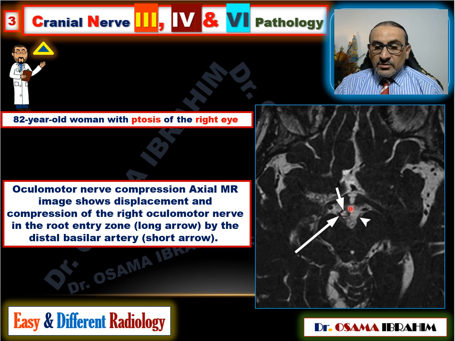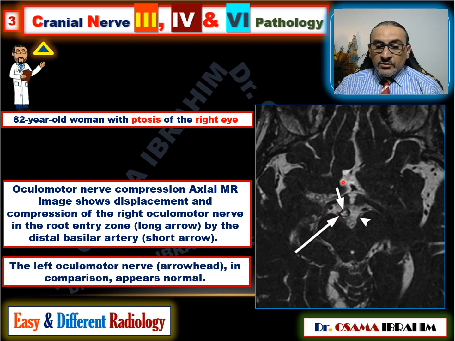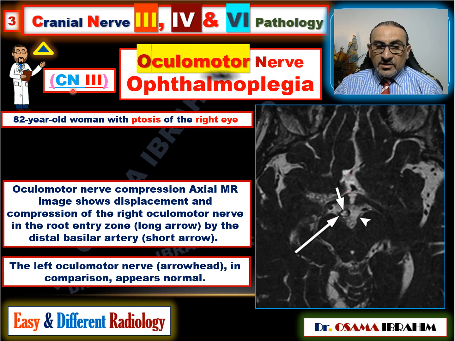And there is some pathology here, a deviation of the basilar artery compressing the arising portion of the right oculomotor nerve. So the patient complains of right eye ptosis because the oculomotor nerve supplies the levator palpebrae superioris muscle, which supplies the eyelid. So this is the cause of the ptosis. You can discriminate this through imaging of the cranial nerves. So the pathology here is in cranial nerve 3, the oculomotor nerve, with ophthalmoplegia.